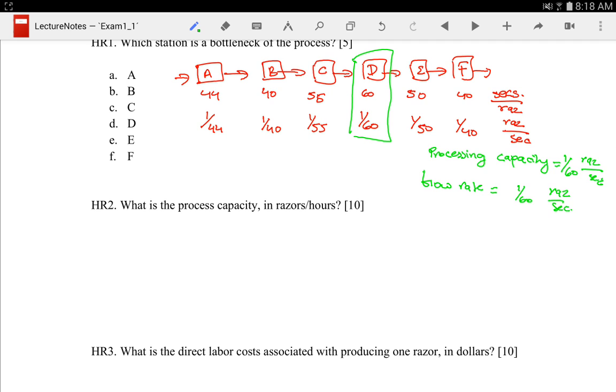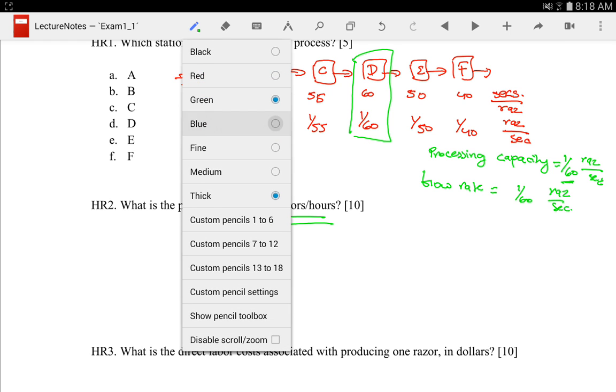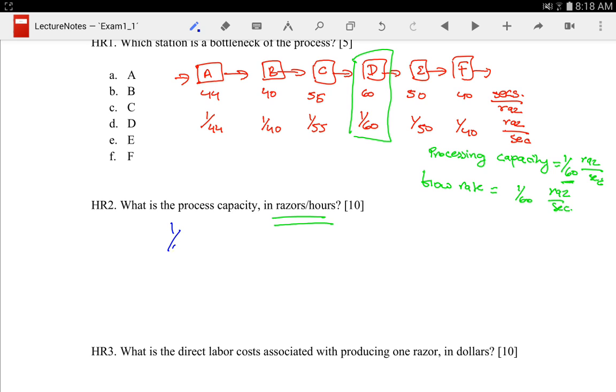The question says, what is the processing capacity in razors per hour? If the question had only asked what is the processing capacity, we would already have the answer, which is 1 over 60 razors per second. But given that the question wants the answer in razors per hour, we have to figure out a way to convert from razor per second to razor per hour. We can do that on the side. So we have razor per second, we have to get to razor per hour.